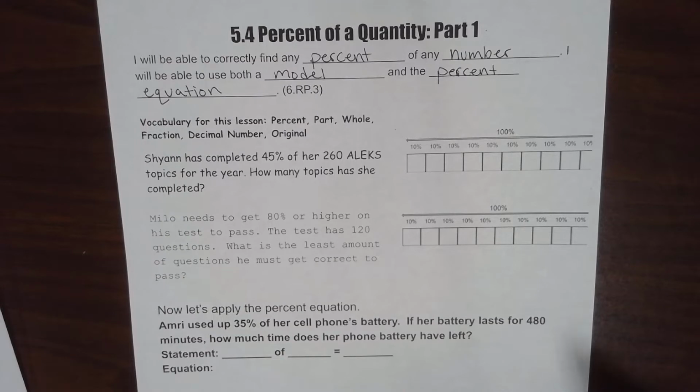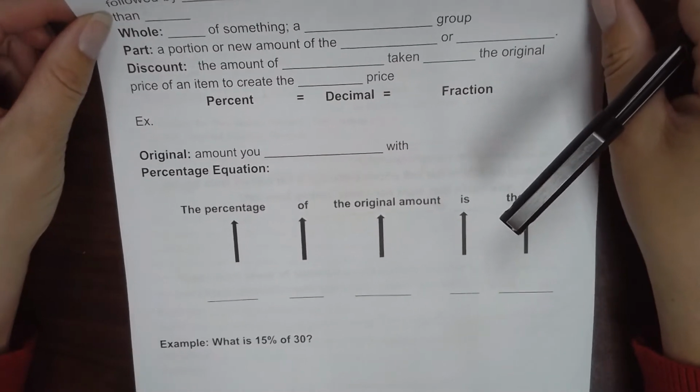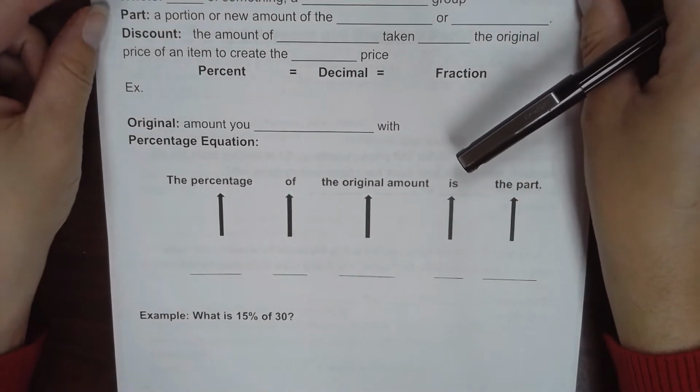Part is the portion you're taking out of. Whole is the original. Fraction, we know, is part out of whole. Decimal number, you know what a decimal is, and we're going to add a couple to that. I forgot to type discount on this one. So let's have you bring out page 71, which is your vocabulary for this. We're going to start with discount.